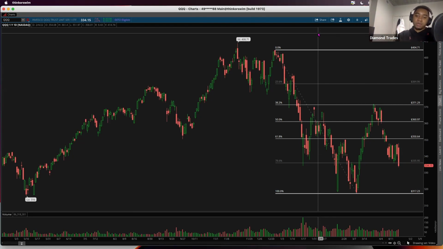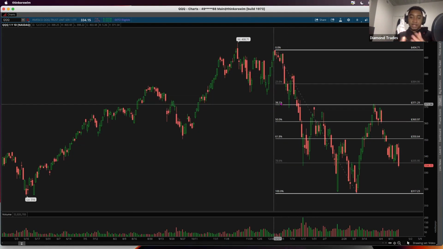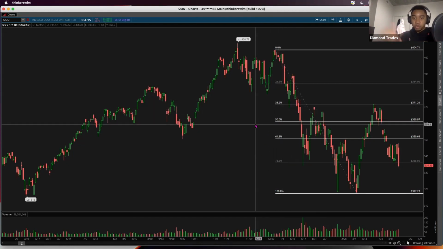Once we got to the 618, which I know here is visually the 382, once we retraced 61.8% of the move, we began to come back down, and now we are essentially moving in the same direction, the same direction of the original trend that we are retracing. Okay, and that's the entire goal there.